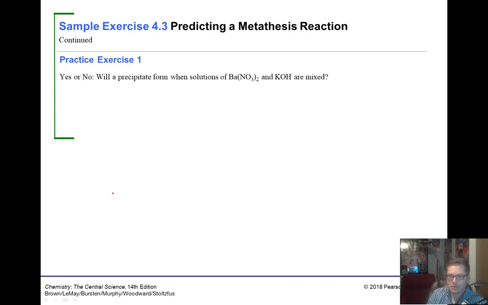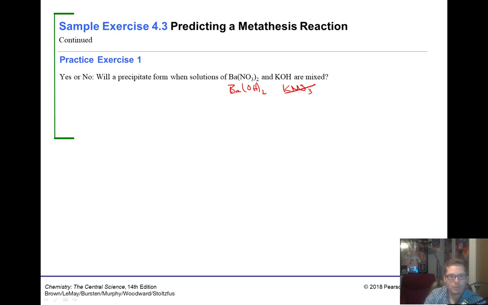So let's do a couple practice problems. Will a precipitate form from these solutions? So what two products are we going to get? We're going to get barium hydroxide, Ba(OH)2, and then we'll also get potassium nitrate, KNO3. We're just predicting whether or not a precipitate forms, so it doesn't really matter if we can write our chemical equation. So KNO3, well, nitrates are always soluble, so no, it's not going to form a precipitate.